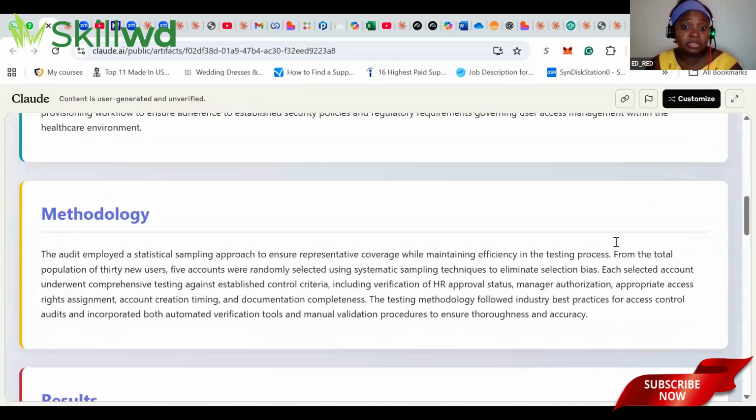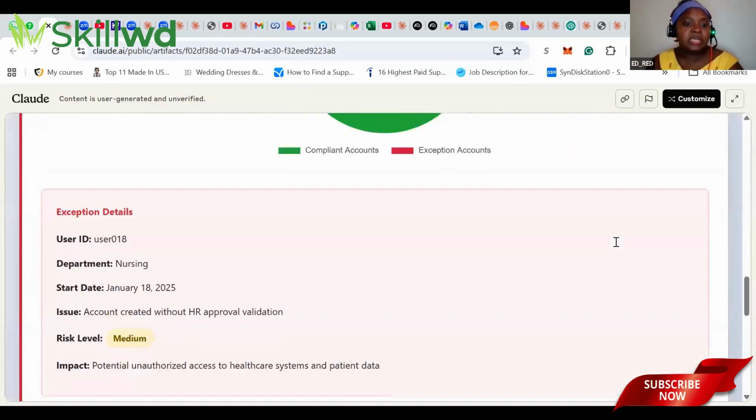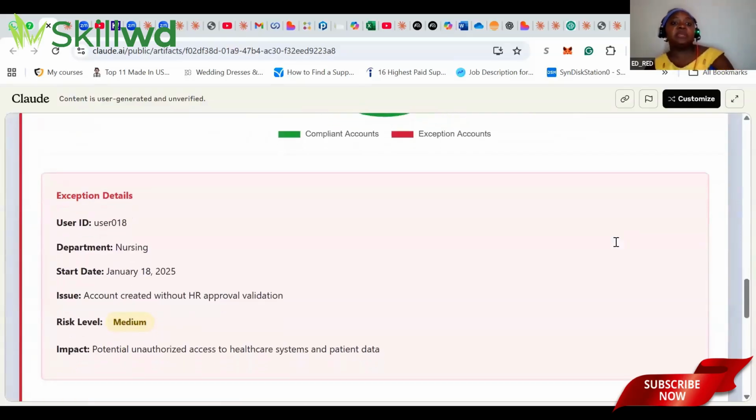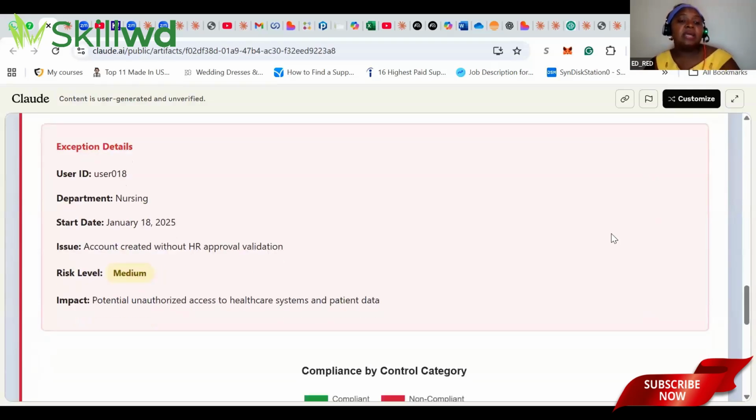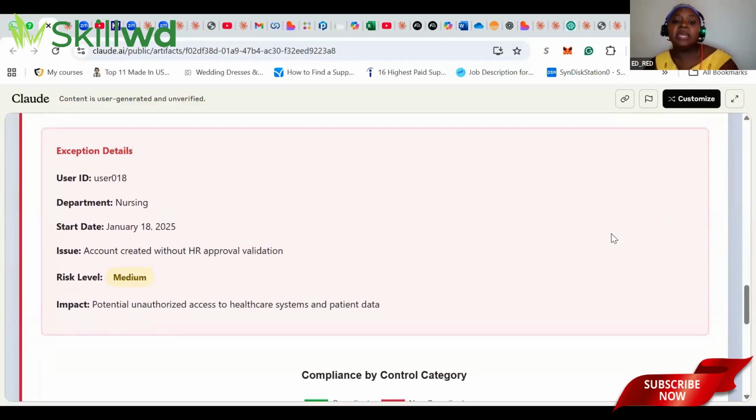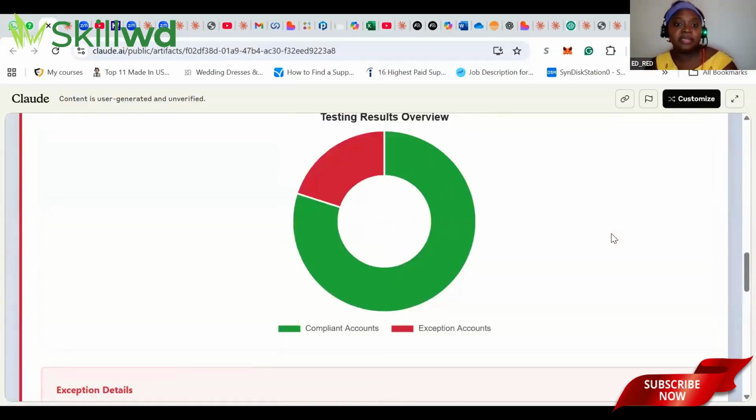So if I go a little bit down, I would say there was an exception. The exception came from user 018, on January the 18th, 2025, because there was an account that was created without the HR approval. The risk level was medium, so that means we can contain that. And the impact was unauthorized access to the healthcare system and the patient data.